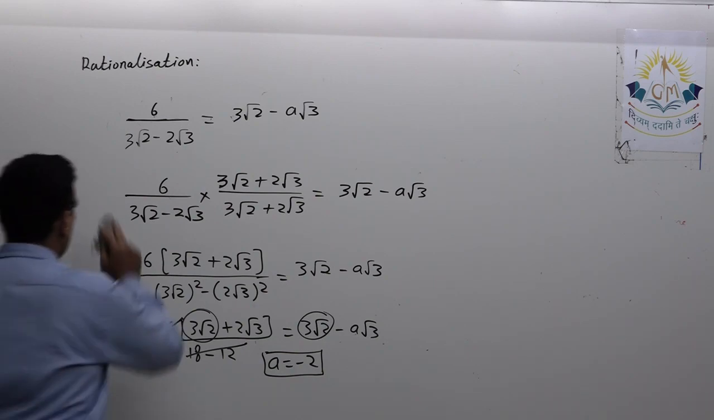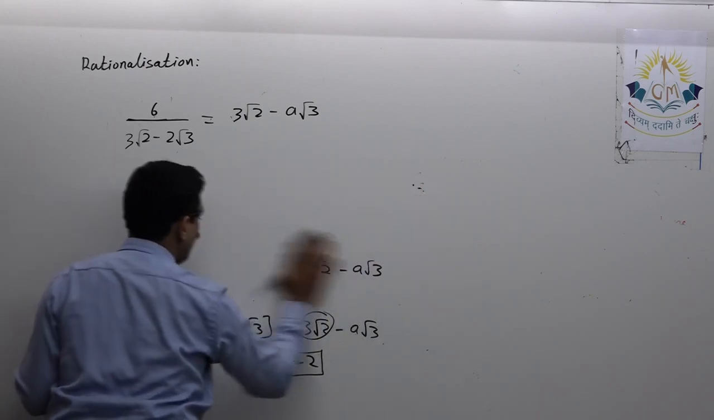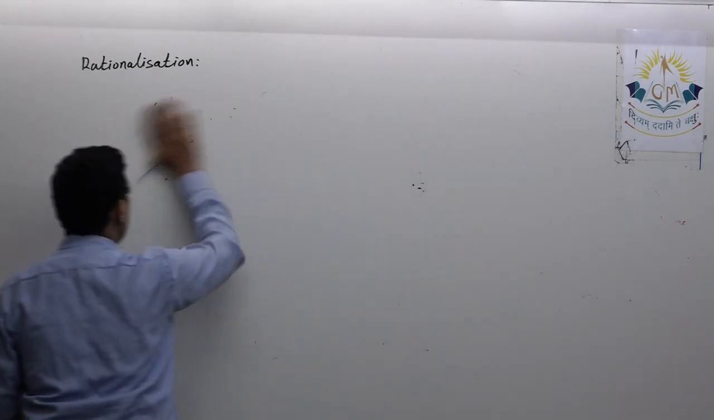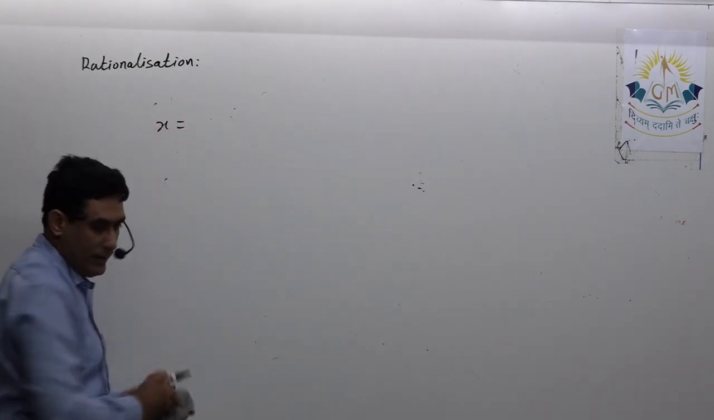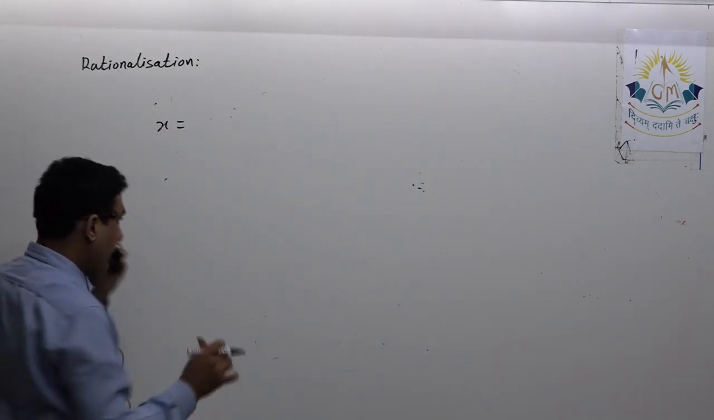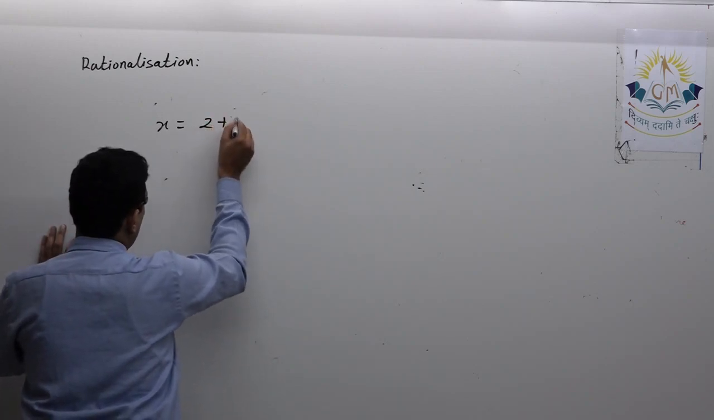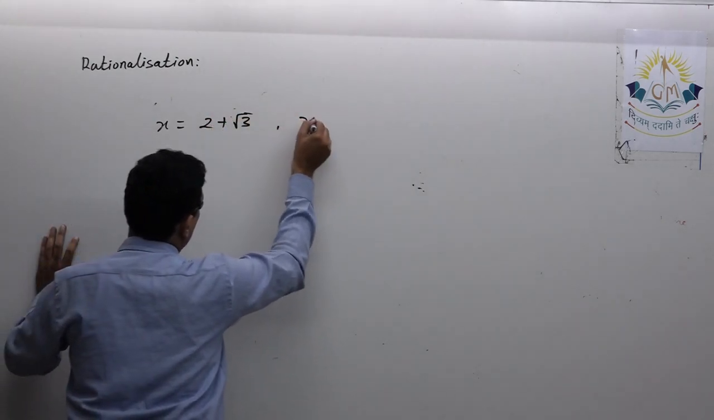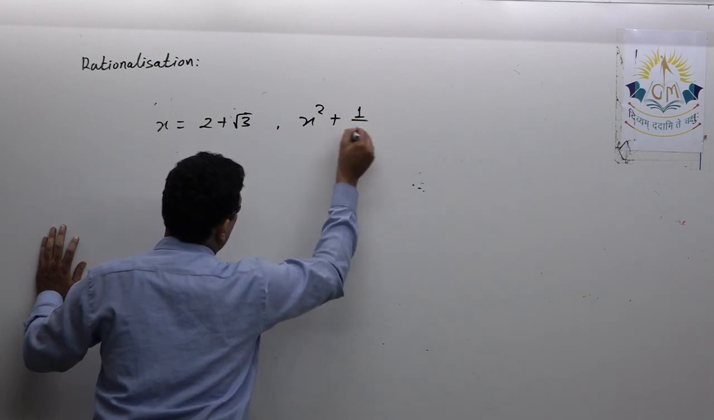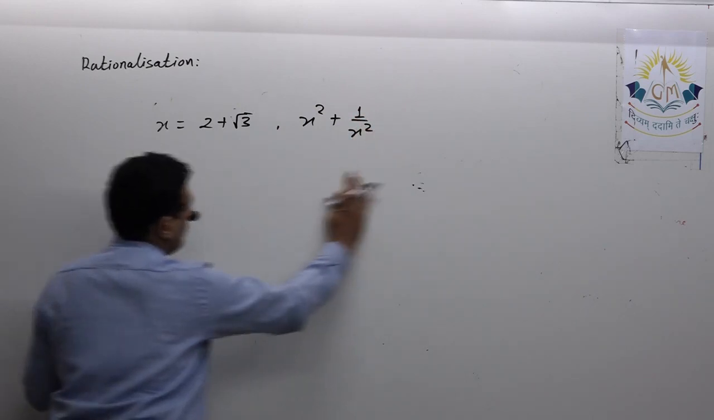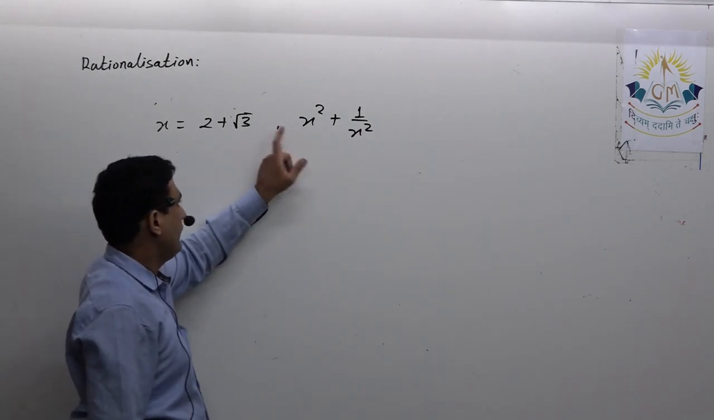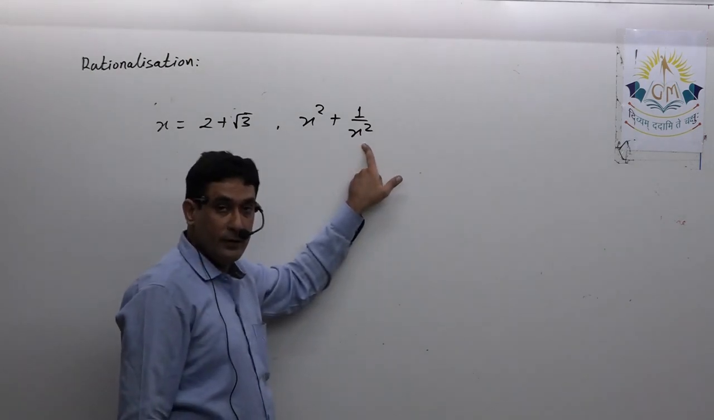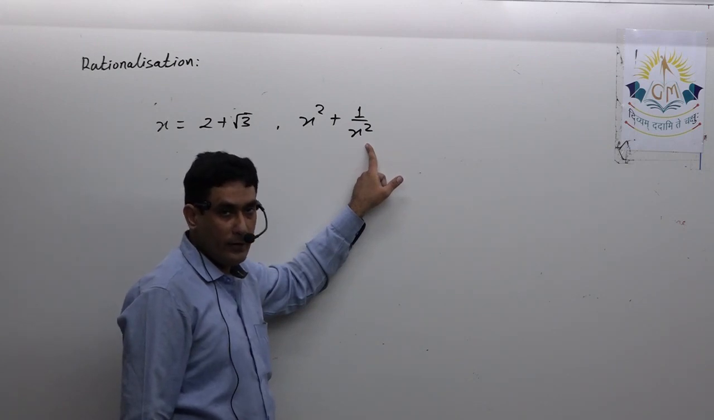Okay, next variety of question is, okay, now next variety of question, that x is given, x is equal to 2 plus root 3, and you have to find the value of x square plus 1 upon x square. So first thing is very clear that here we'll put the value of x directly, but here in the denominator we won't put the value of x directly.